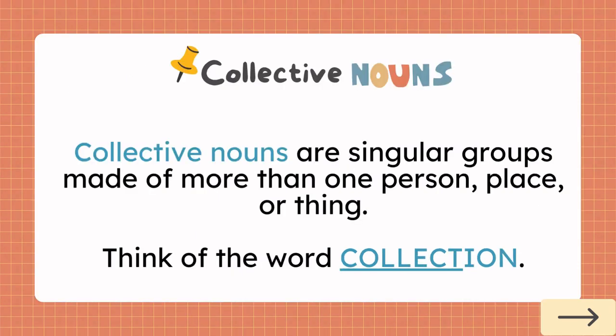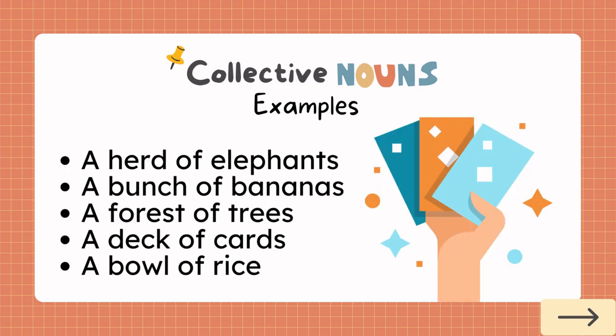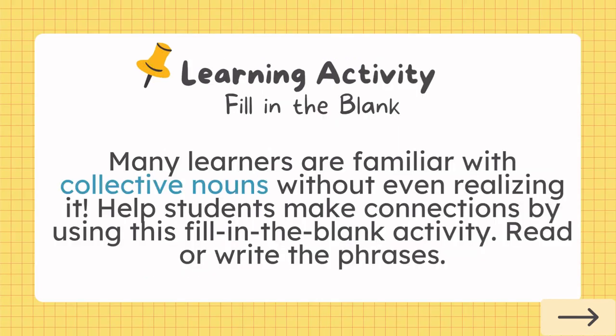Collective nouns are singular groups made of more than one person, place, or thing. Think of the word collect, collection. They are a collection of items. Here are some examples: a herd of elephants, a bunch of bananas, a forest of trees, a deck of cards, or a bowl of rice. These are all collections of individual items.